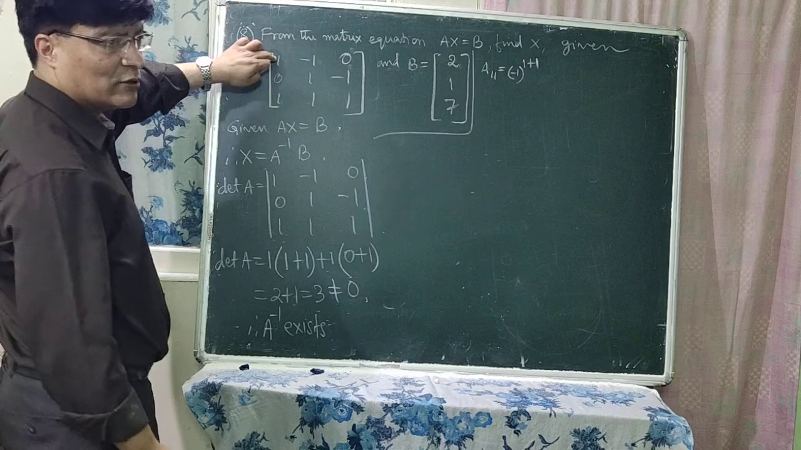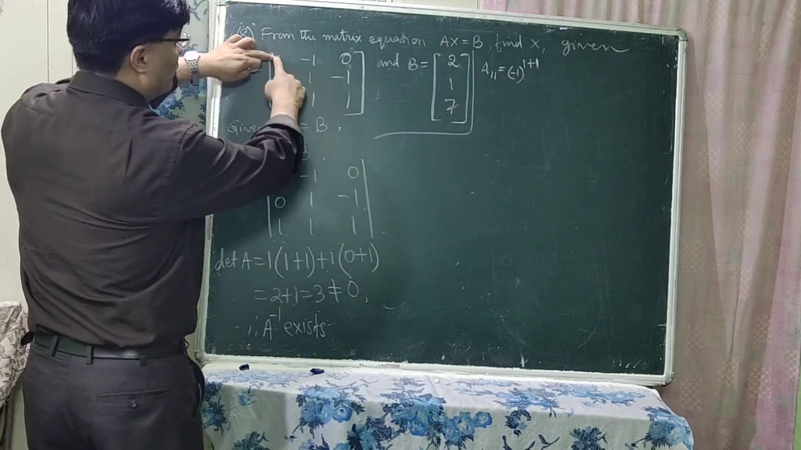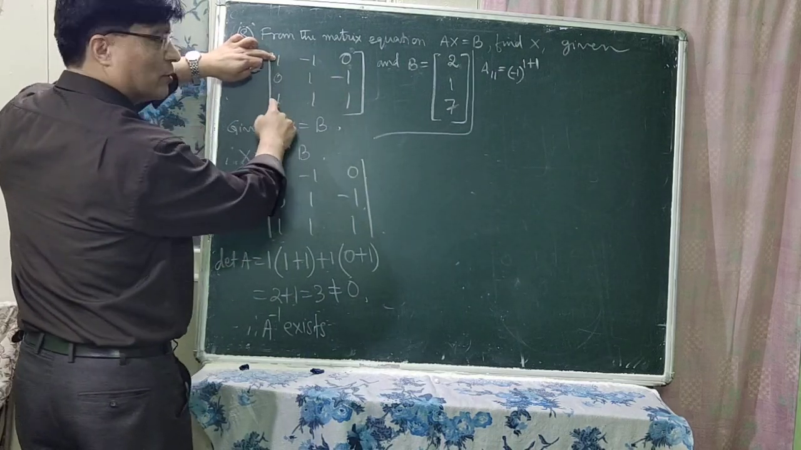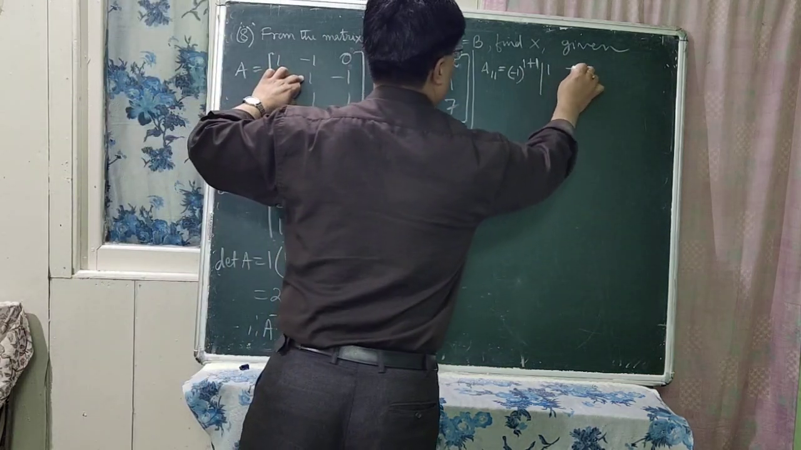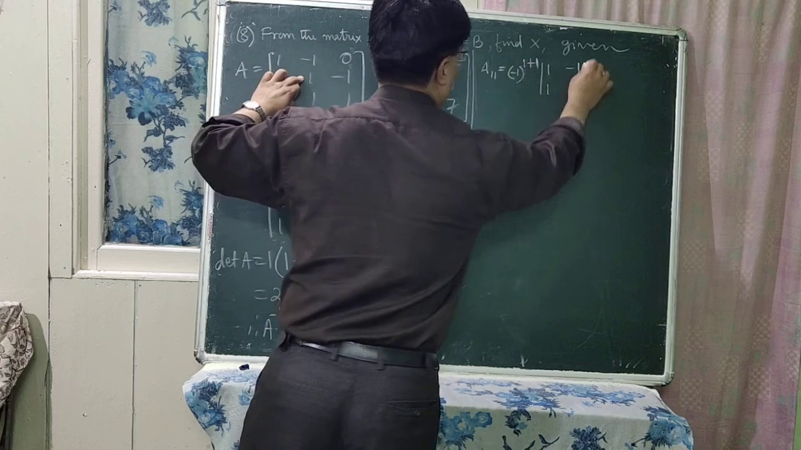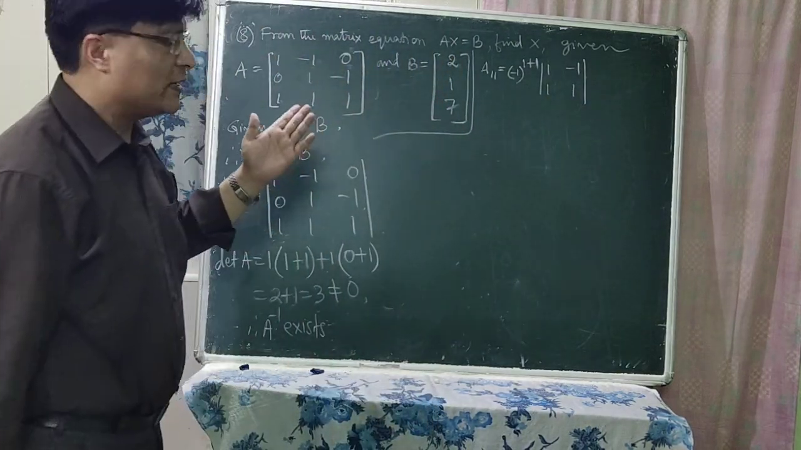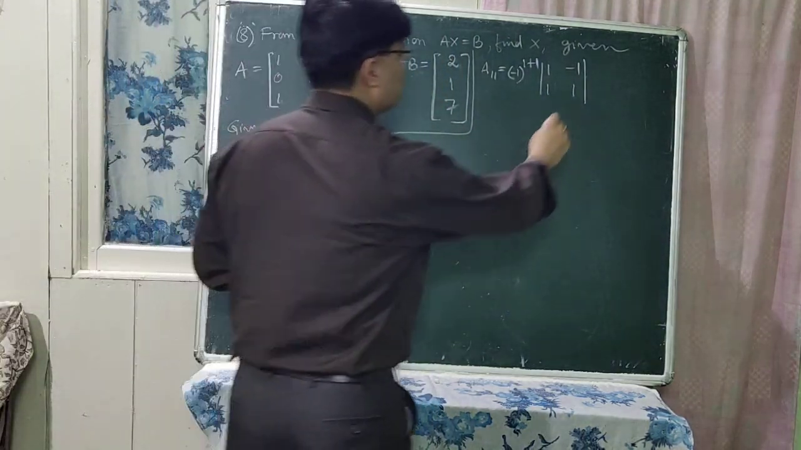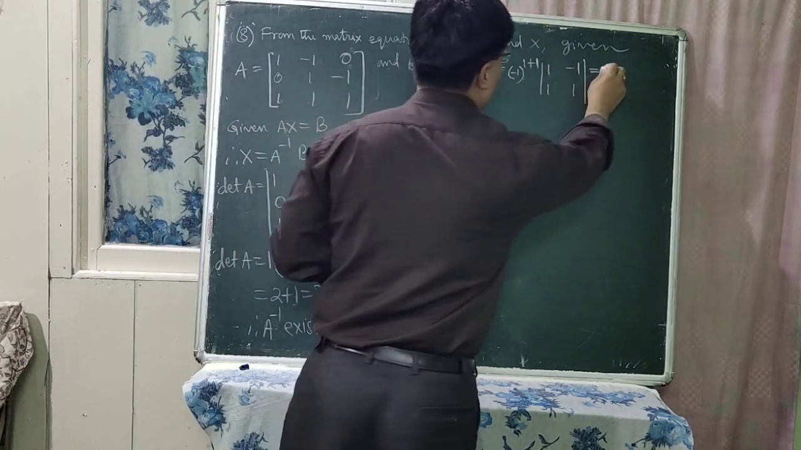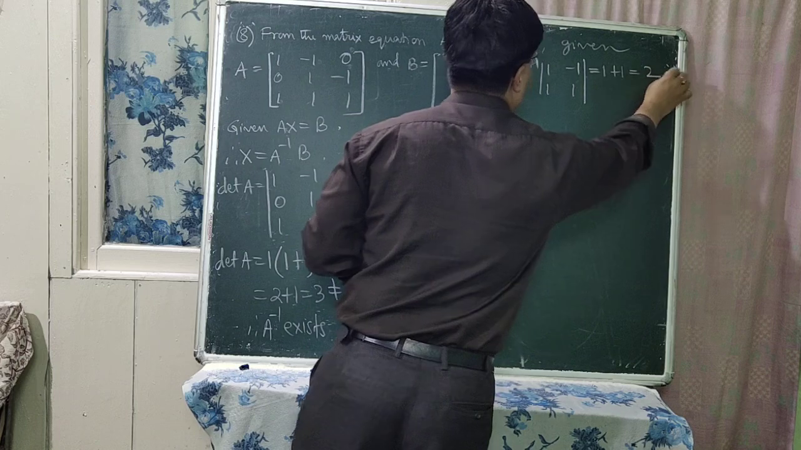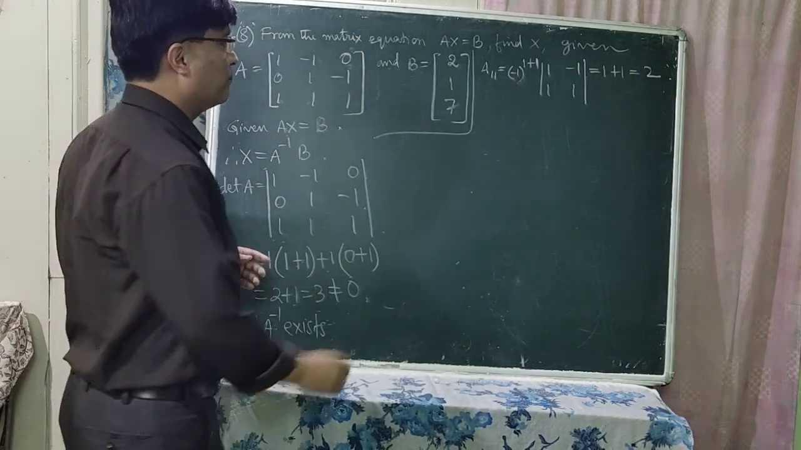You have to find the cofactor of 1. Delete the row and the column through the element. First row and first column are deleted. What remains? 1 minus 1, 1, 1. Right? So simplify it. What is minus 1 whole square? Plus 1. Expand the second order determinant, 1 1s are 1 plus 1, which is equal to 2. That is A11.